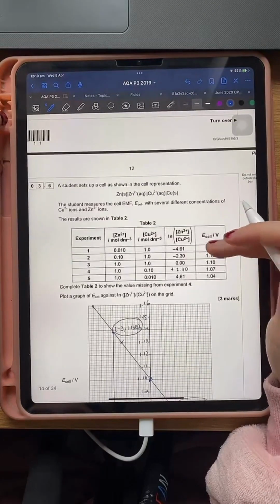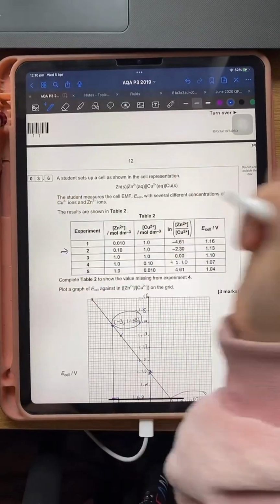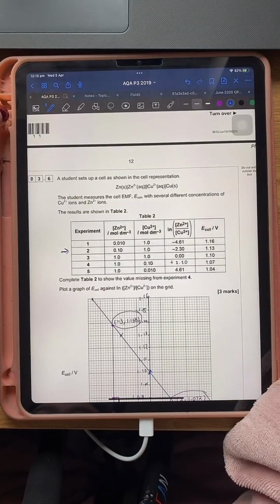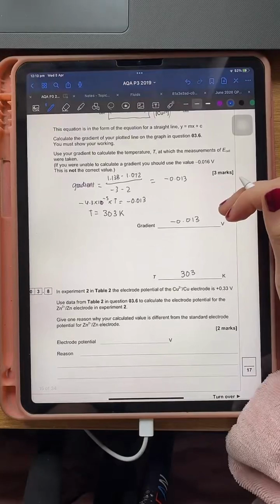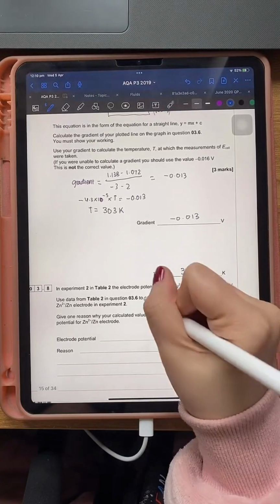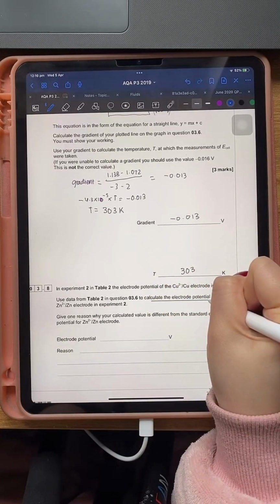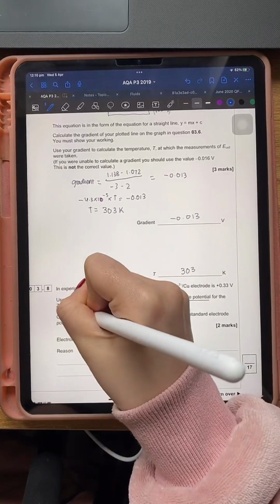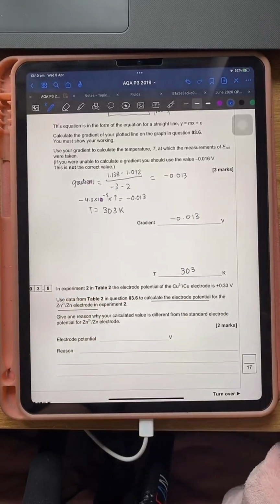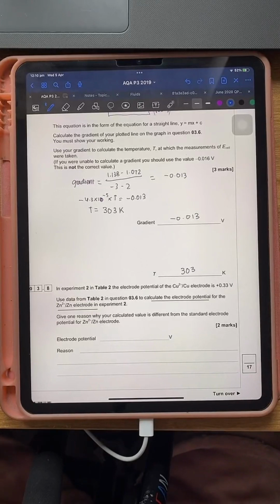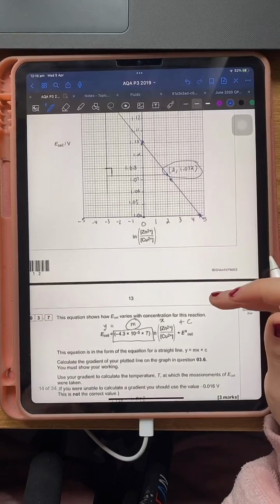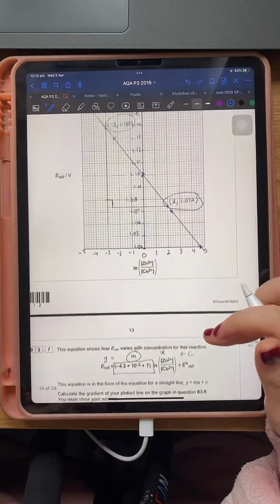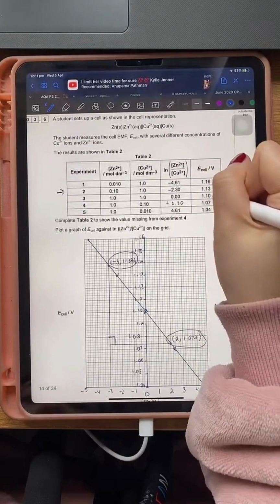We have 0.11 minus 2.3. Okay, what are we looking for? We want to calculate the electrode potential for the Zn2+ Zn electrode. Give one reason why your calculated value is different. So we want to find the E cell value here. We know the total E cell value is 1.13, and we know the equation there, so I'm going to use that.